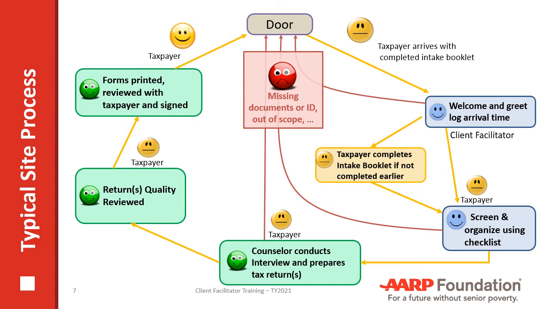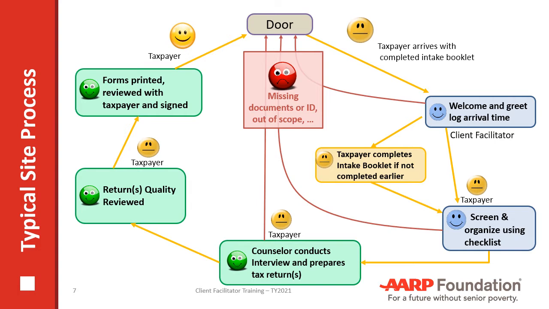Here is a fairly generic view of the flow of information when a taxpayer shows up at a site: showing up at the front door, being welcomed and greeted, and then going to a client facilitator and having their time logged in. The process is not necessarily the same at each site. This is a fairly good representation of what takes place in Marshfield, but other sites may vary a little bit, though essentially the basics are all there.